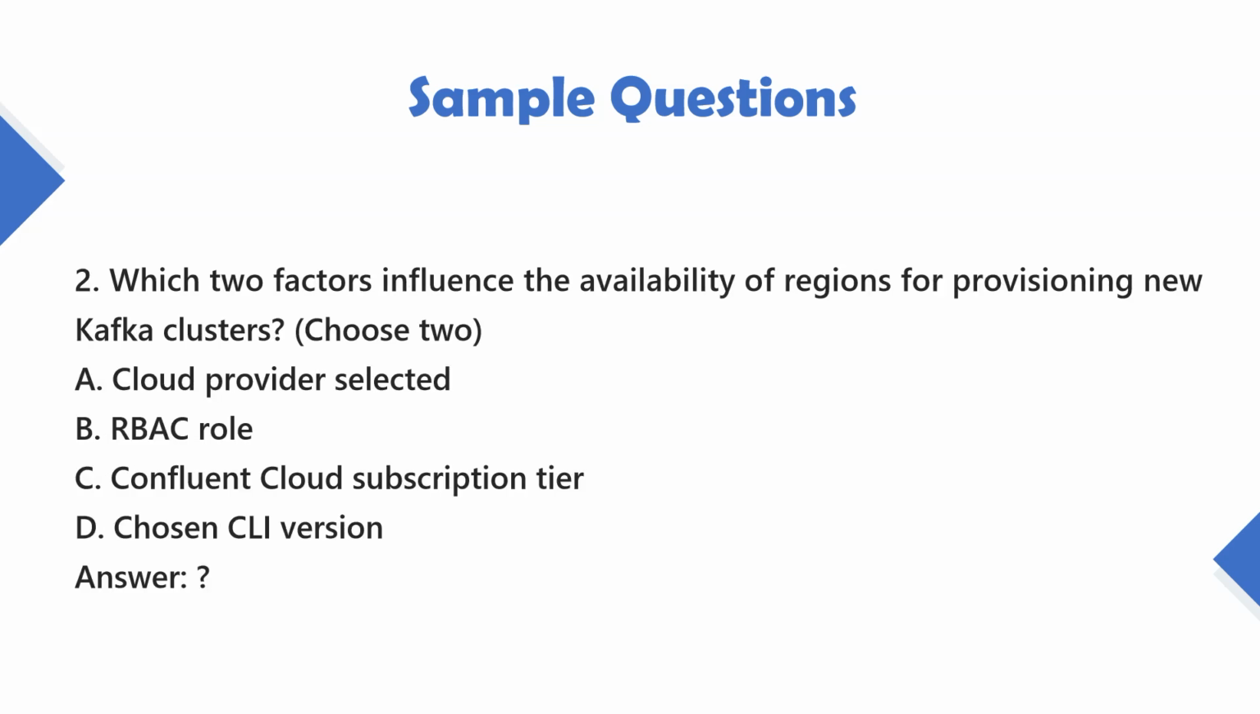2. Which two factors influence the availability of regions for provisioning new Kafka clusters? Choose 2. A. Cloud provider selected. B. RBAC role. C. Confluent Cloud subscription tier. D. Chosen CLI version.